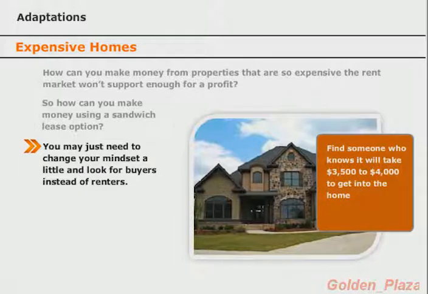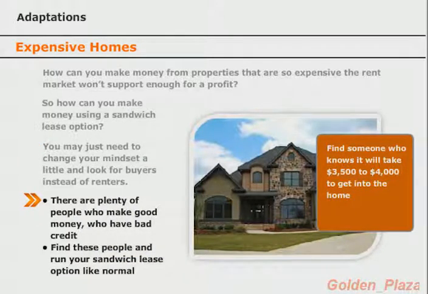So you look for someone who understands that it will take $3,500 to $4,000 a month to move into the home. But then, of course, the question becomes, why wouldn't this person simply buy the home outright and possibly save some money? And of course, the answer is that there are plenty of people out there who make very good money, but they don't have very good credit. They want a nice house, but are denied financing because of their credit. These then are the buyers you need to target with more expensive properties. And when you do, you can run a sandwich lease option just like normal while maintaining the ability to profit from the deal.